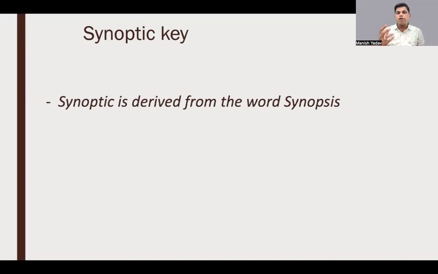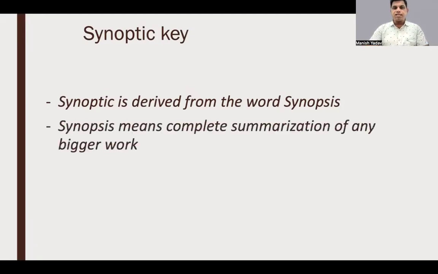What is the meaning of synoptic? Synoptic is derived from the word synopsis. Summary. Basically, it's a summary, meaning a complete summarization of any bigger work. So what Boger has done, Boger has summarized a remedy. Suppose you talk about Thuja, Aconite, any remedy, there are big descriptions, like Kent, big descriptions. Some books have clinical descriptions, Clarke, big descriptions. What Boger does is make this concise, and for quick reference, he summarizes the entire drug.